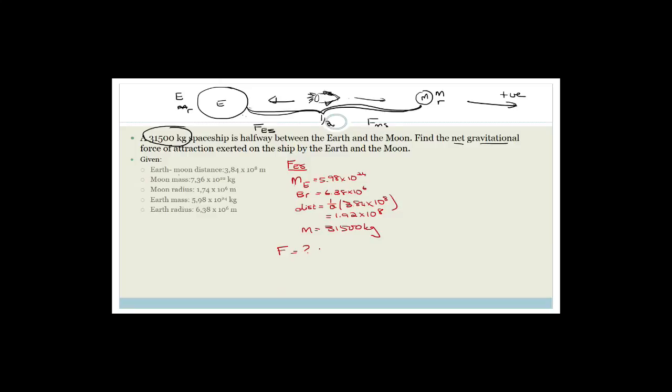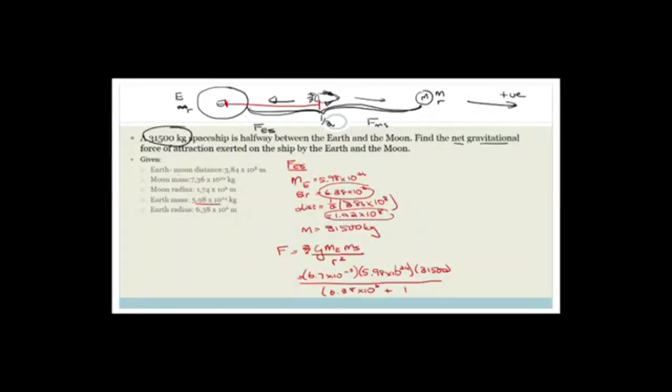Now, F is equal to G times the mass of the Earth times the mass of the satellite, over the distance between their centers squared. Notice they don't give us the radius or the distance within the spaceship, because that's so small compared to the radius of the Earth that it really is not applicable. So we've got 6.7 times 10 to the negative 11, the mass of the Earth, 5.98 times 10 to the 24, the mass of the spaceship, 31,500, all over the distance between their centers squared. We need to take that distance and add the Earth's radius to it, because we're going from here all the way to there. So that becomes 6.38 times 10 to the 6 plus 1.92 times 10 to the 8.